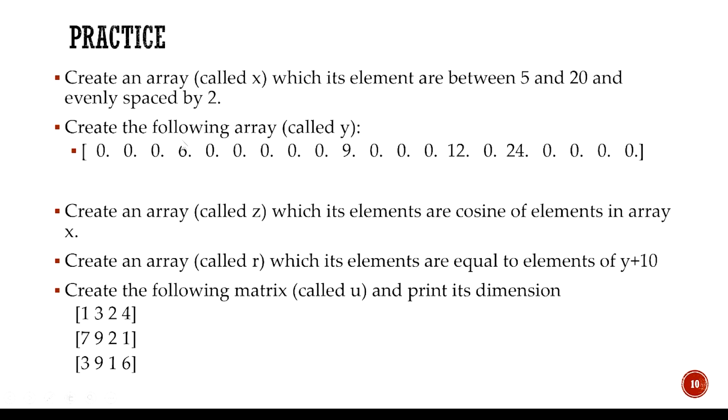We also want to create the following array. So you can see that most of the items are 0. A few of them have values. Then we create an array called Z, which its elements are cosine of elements in array X. Then we create an array called R, which its elements are equal to elements of Y plus 10. Then we create a matrix called U, which has 3 rows and 4 columns.